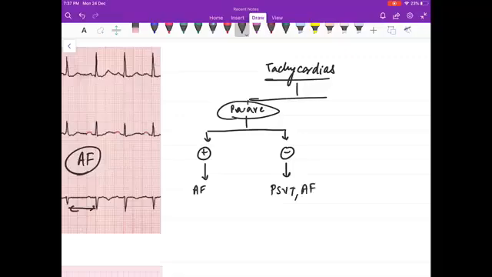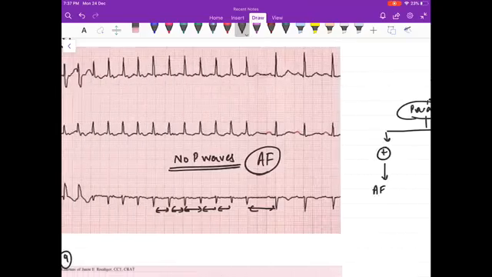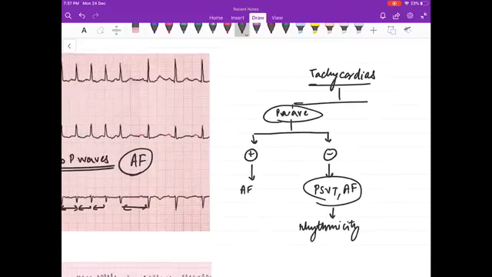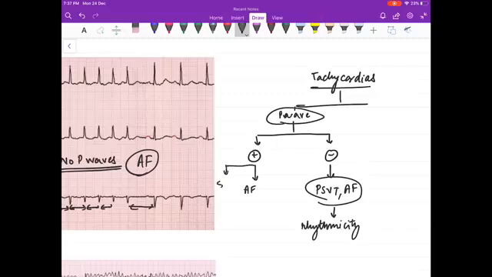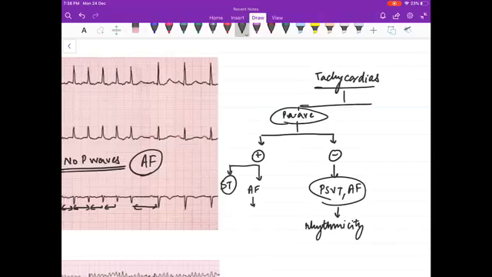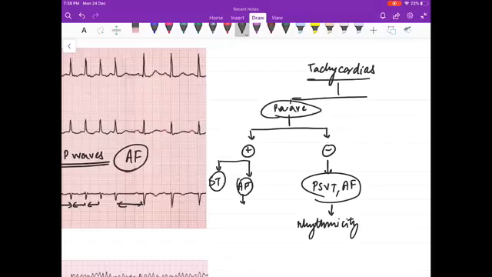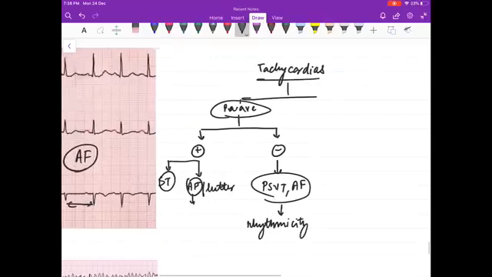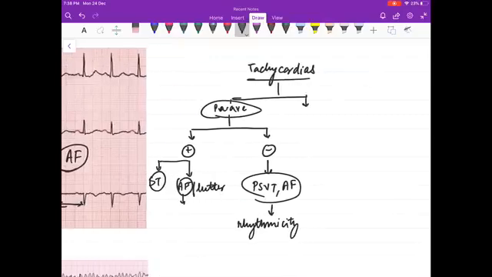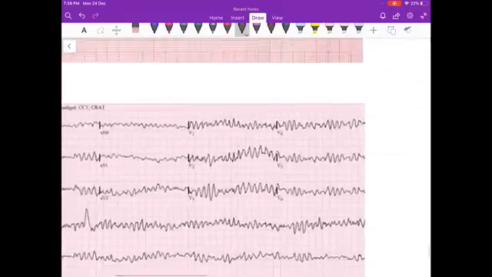P wave absent is also seen in atrial fibrillation. So how will you differentiate both of them? By the rhythmicity. Also, a P wave will be present in sinus tachycardia. But how will you differentiate between them? Each P wave will not be followed by QRS in atrial flutter. And if the QRS complex is wide, then these are ventricular arrhythmias, like ventricular flutter and ventricular fibrillation.